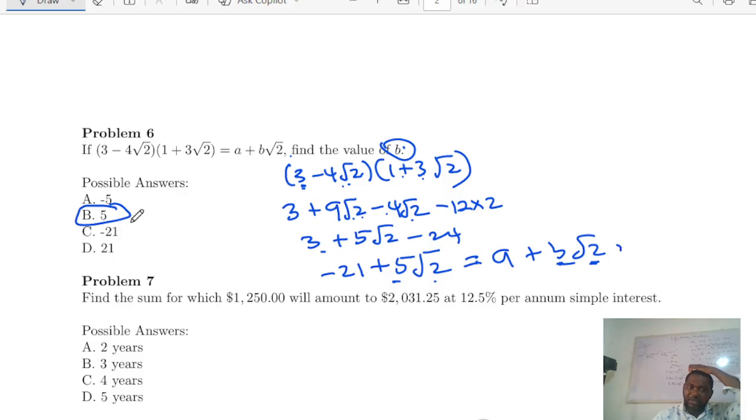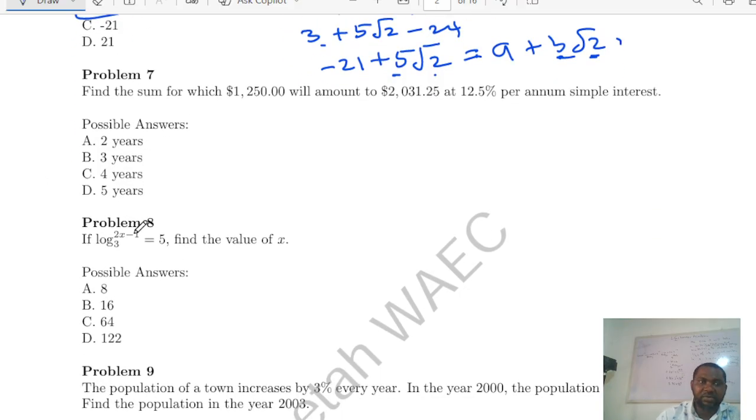Okay, so that leads us to the next one. The next one says, find the sum for which $1,250 will amount to 2,031.25 at 12.5% per annum. Okay, simple interest. From the options, we are actually asked to find the years, not the sum.